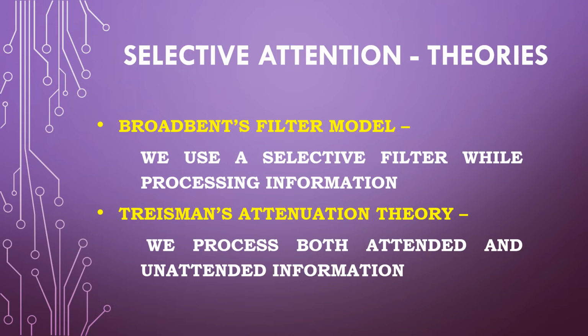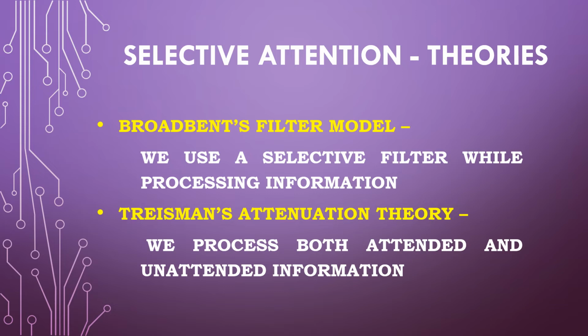In other words, our capacity to pay attention is limited. So, we determine which information we want to attend to. That is, according to Broadbent's filter model, we use a selective filter while processing the information.